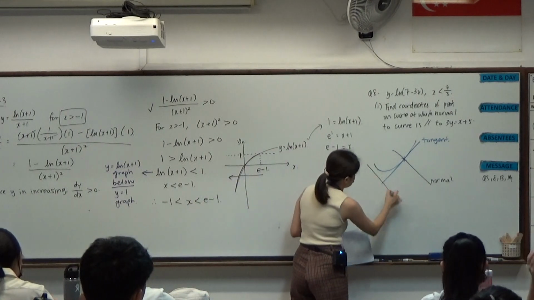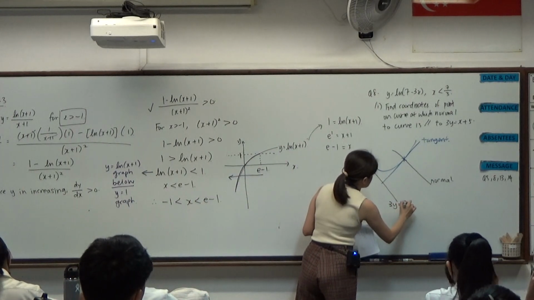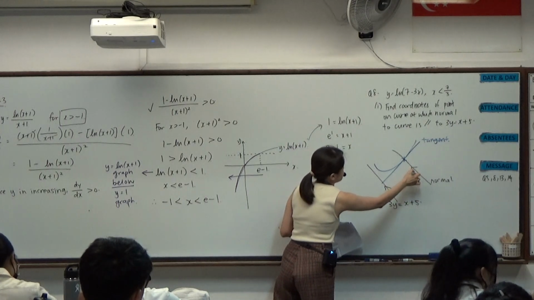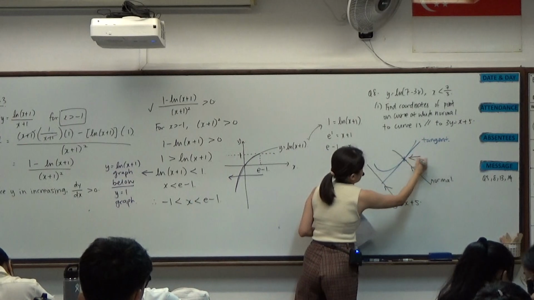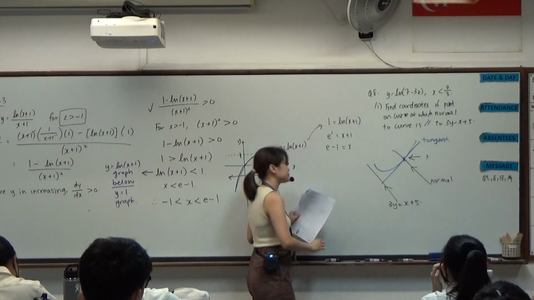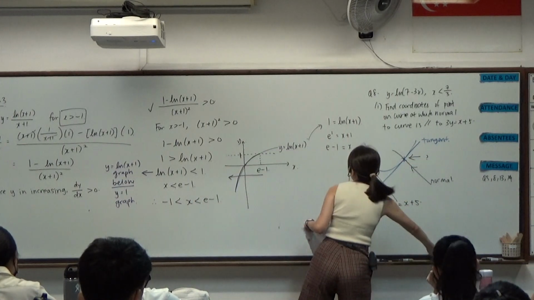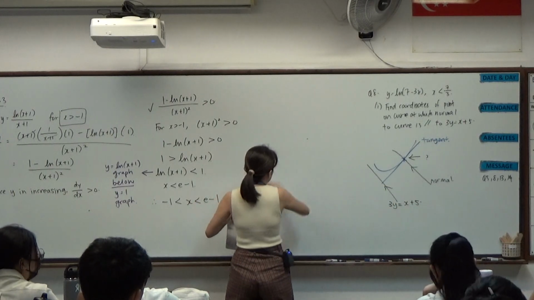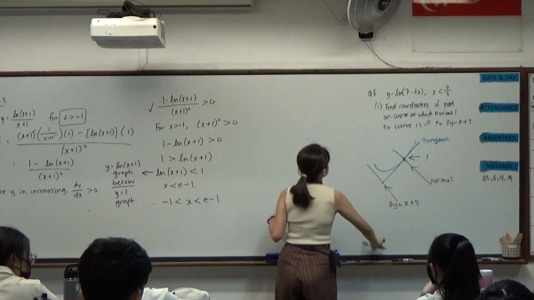3y equals x plus 5 may look like this, and they are supposed to be parallel. So what we want to find is this point over here. In order for us to do that, we differentiate to know the gradient of the tangent first.